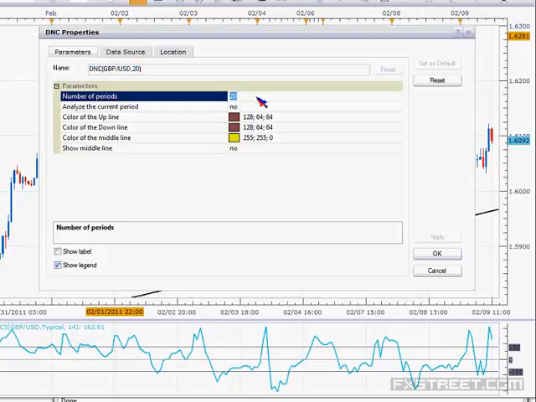Now, since I am looking at an hourly chart, you've heard some traders use the previous day's high and the previous day's low as a breakout type of strategy. So in this case, it's an hourly chart. I'm going to use a 24 input value.